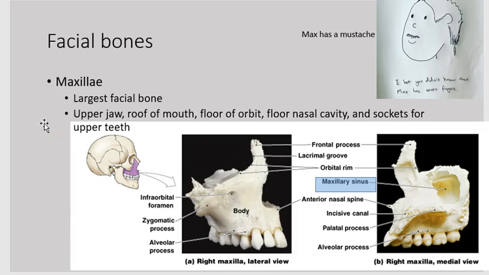Something that happens pretty often is people get the maxilla confused with the mandible because they both have teeth, they're both used for chewing, they both start with M. A good way to remember that the maxilla is the top one is that Max has a mustache. So the maxilla is where a mustache would be.